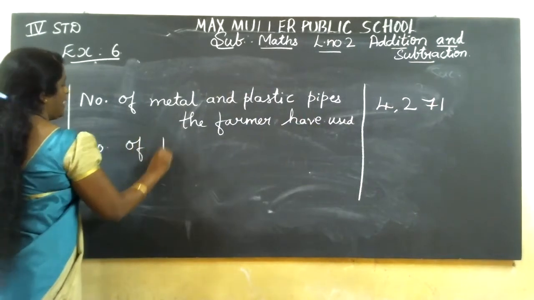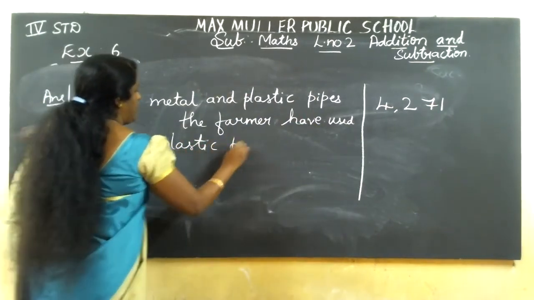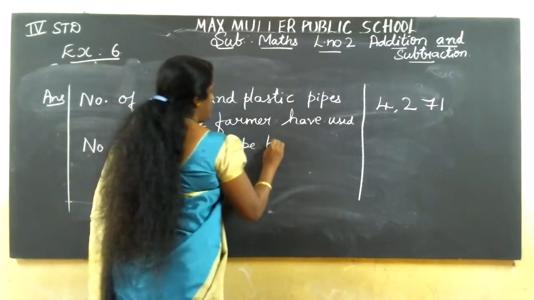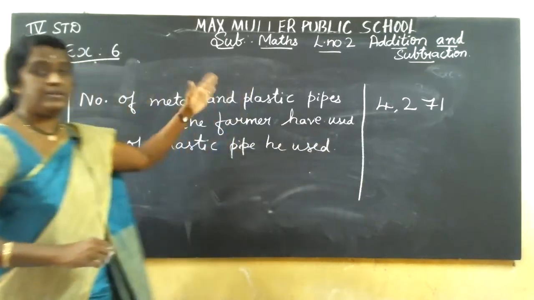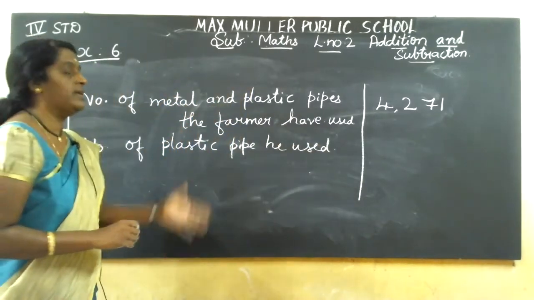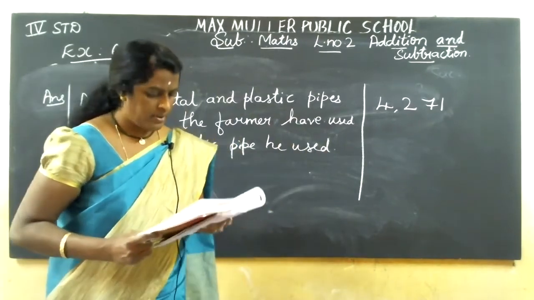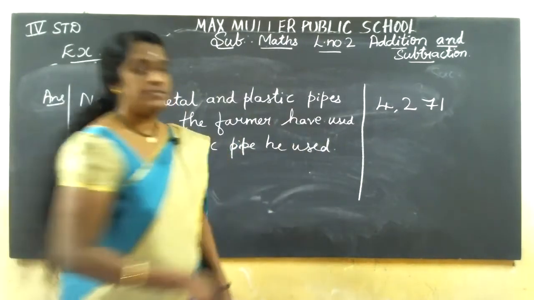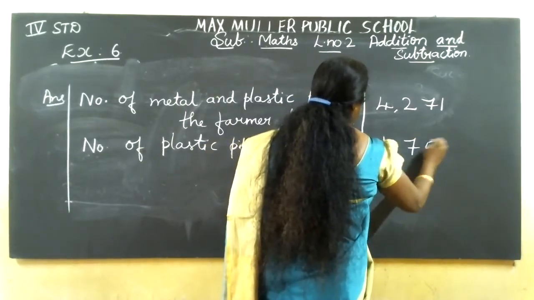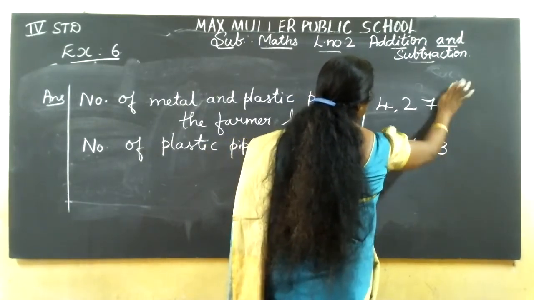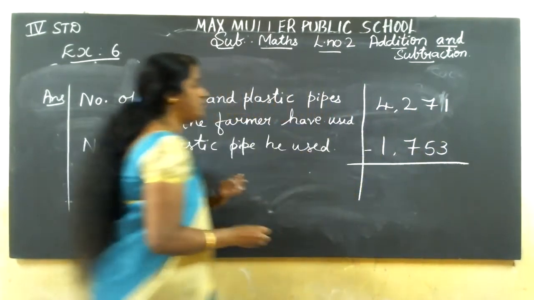Number of plastic pipes he used. How much has he used? Total pipes he has used 4,271. Number of plastic pipes, how much has he used? 1,753. So, we should do subtraction only.